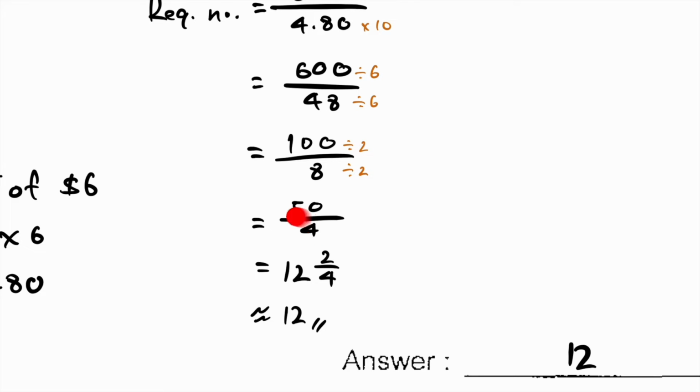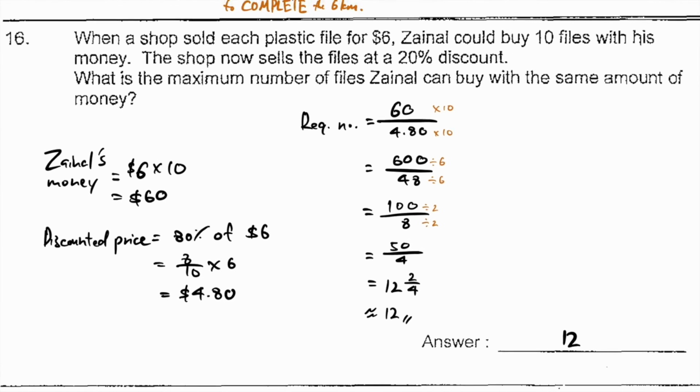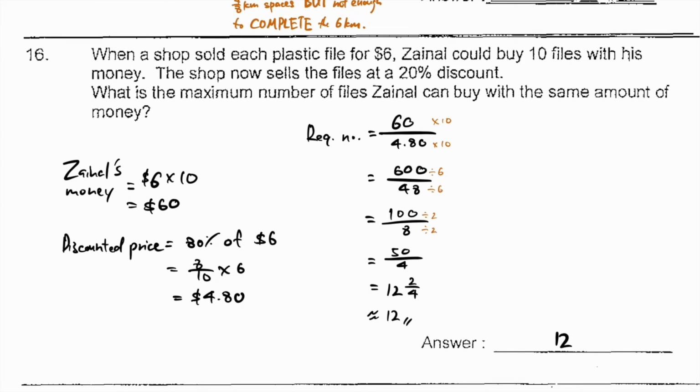So 48 divided by 4 is 12. 2 divided by 4 is 2/4, which is less than one file. Can he buy another one here? Nope, he can only buy a maximum of 12 files. Feel free, by all means, to use long division, but this is my preferred method.